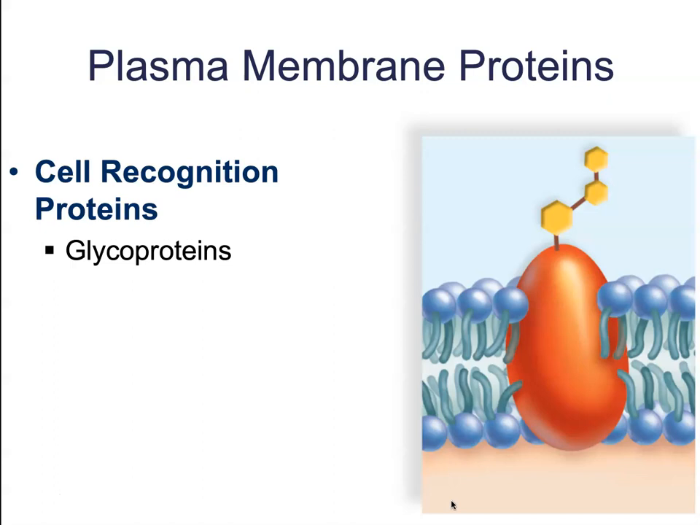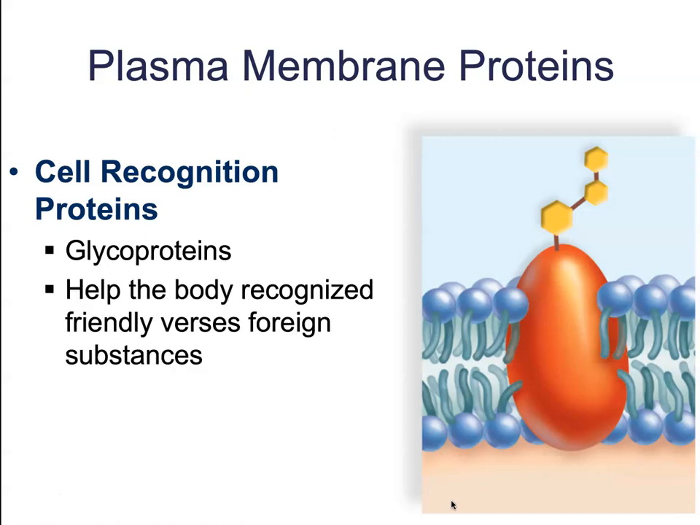Next up, we have cell recognition proteins, things like glycoproteins. Glycoproteins, as I've already mentioned, contribute to the overall fingerprint of the cell. They help the body recognize friendly versus foreign substances.